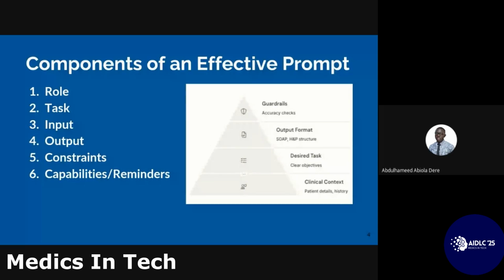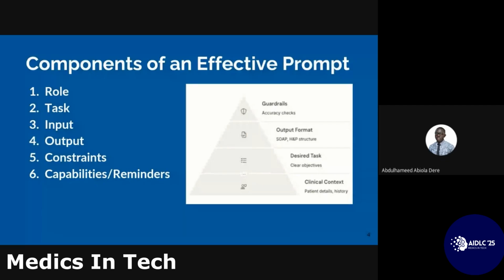Now, once that is done, then the next thing is the inputs. So the input refers to the text that an individual is actually sending into the code, while the output refers to what the LLM is generating, right?